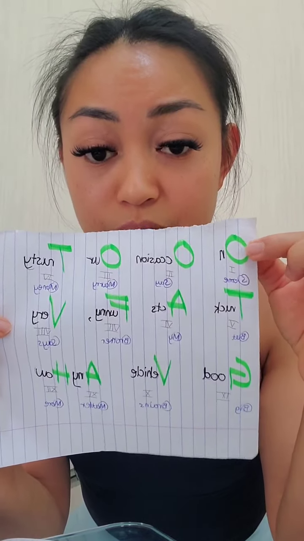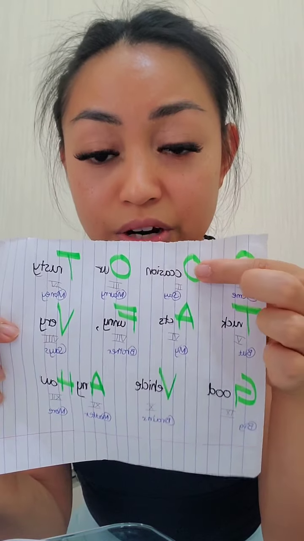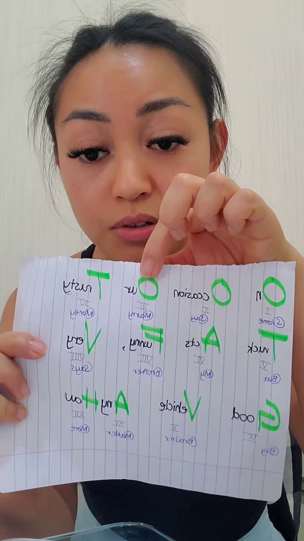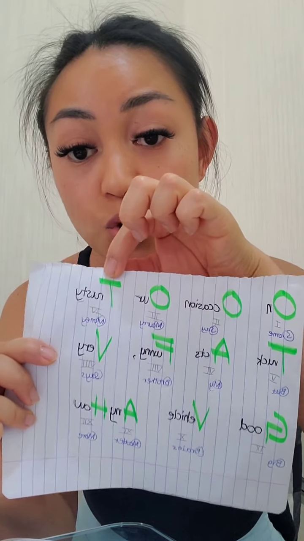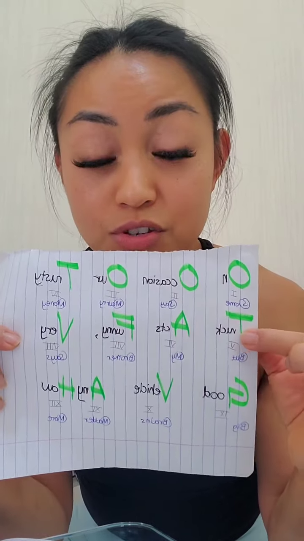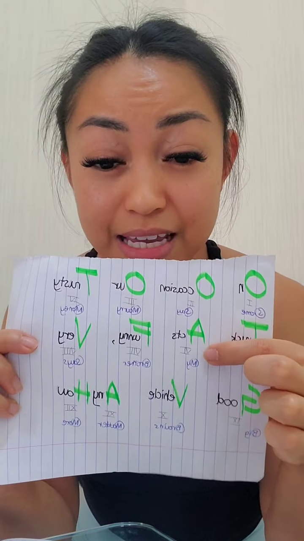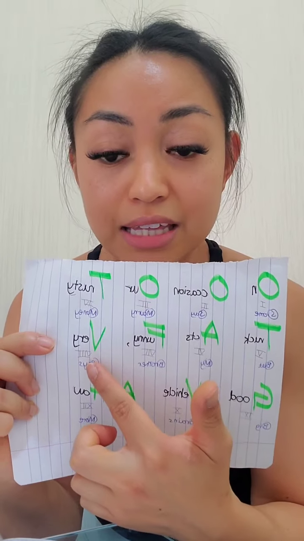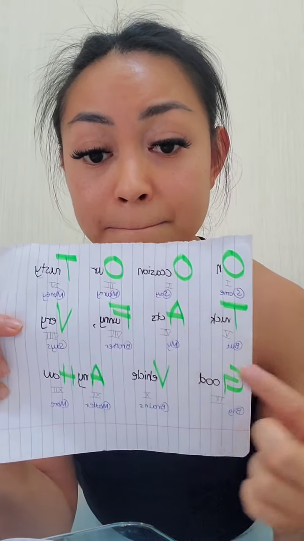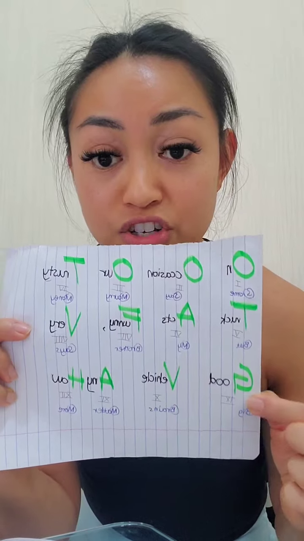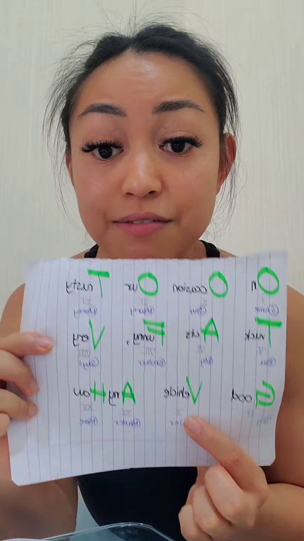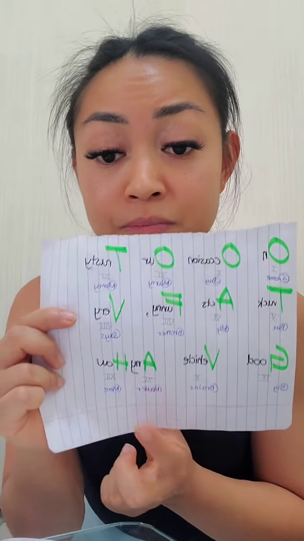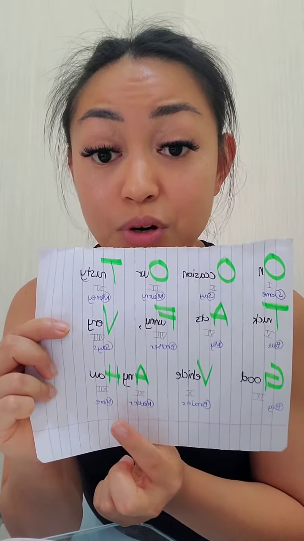Cranial nerve 1, we have the olfactory. Cranial nerve 2 is the optic. Cranial nerve 3 is the oculomotor. Cranial nerve 4 is the trochlear. Cranial nerve 5 is the trigeminal. Cranial nerve 6 is the abducens. Cranial nerve 7 is facial. Cranial nerve 8 is the vestibulocochlear. Cranial nerve 9 is the glossopharyngeal. Cranial nerve 10 is the vagus. Cranial nerve 11 is the spinal accessory nerve. Cranial nerve 12 is the hypoglossal.